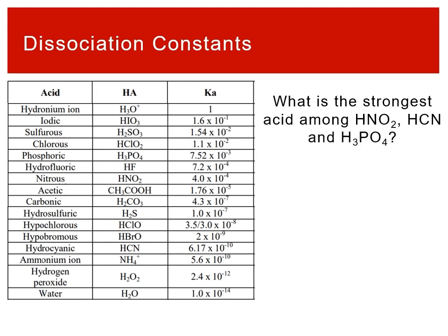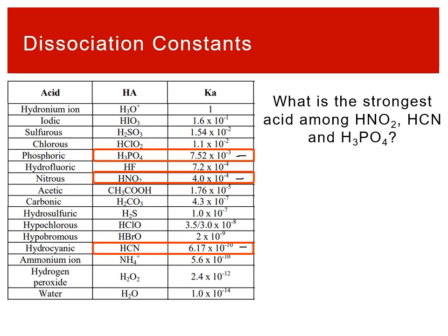These relative Ka values then can inform what the strongest acid is. So if I look at, say, HNO2, HCN, and H3PO4, and I want to know what the strongest acid is, I can just look up the Ka values. These tables are generally arranged numerically. So H3PO4 is highest up on the list, 10 to the negative third, HNO2 is 10 to the negative fourth, and HCN near the bottom is 10 to the negative 10th. So that tells me that H3PO4 is the strongest of these.